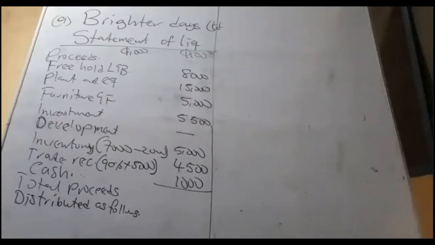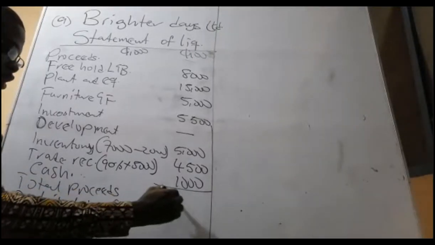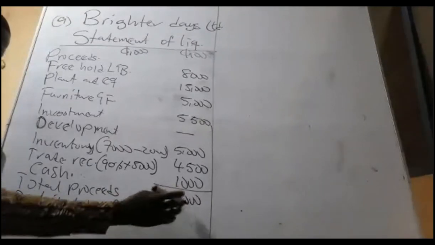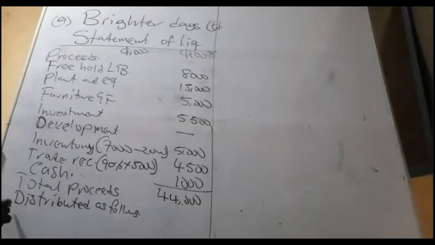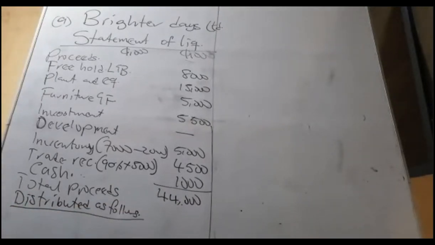Perfect. Great. 44,000, right? So the total proceed is 44,000. Then we have to distribute this one. So distributed as follows. So let's go and share them up to the 5 classes of debts.